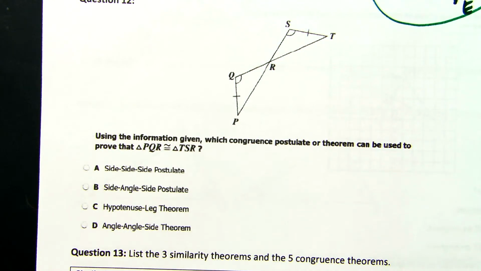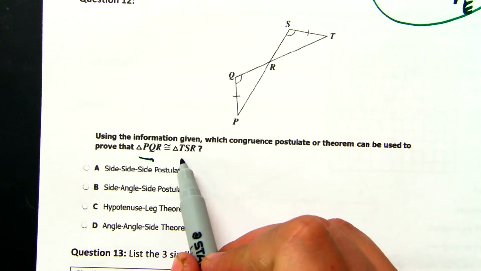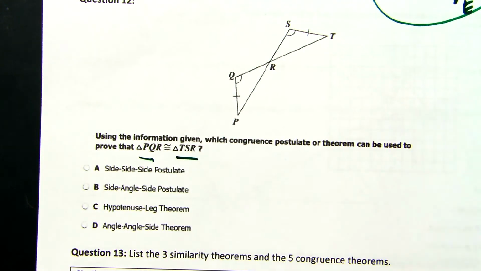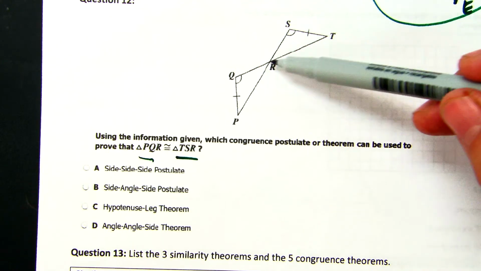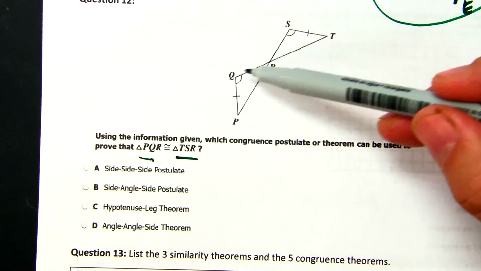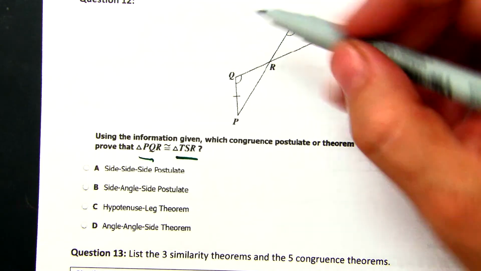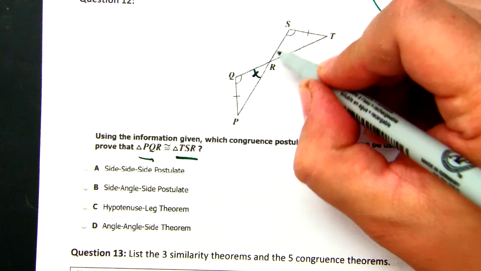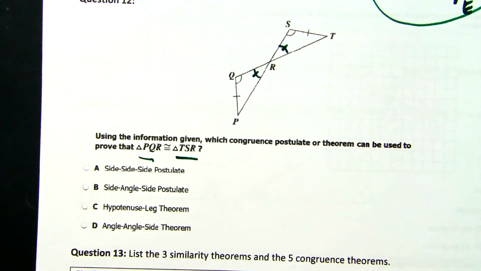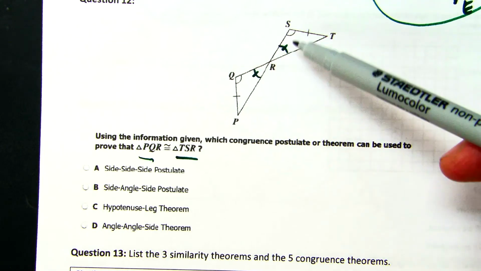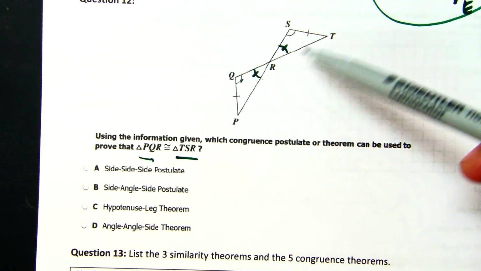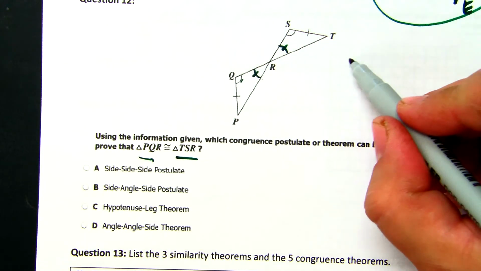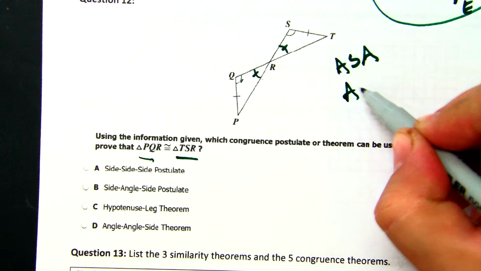Question 12. Using the information given, which congruence postulate or theorem can be used to prove that triangle PQR is congruent to TSR? Well, if you look at our picture, the first thing I would always do is, if you've got intersecting lines like this, then you're going to have vertical angles that are congruent. I would just mark them on the diagram. Now I have everything I need. I've got an angle, a pair of angles, another pair of angles, and a pair of sides. So it's either ASA or AAS.